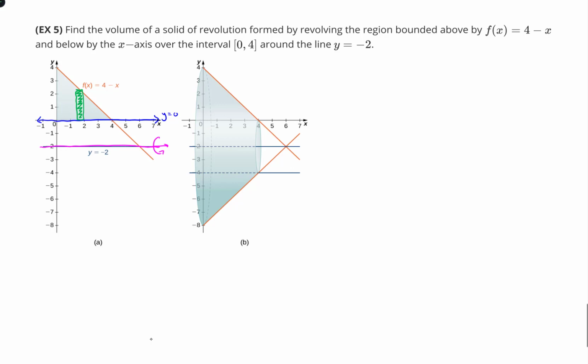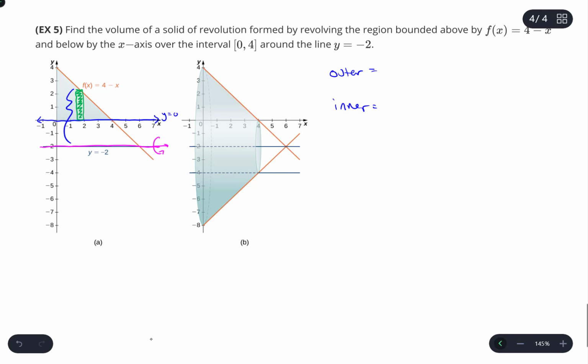So to get started, to find this volume, we effectively just need to decide on what our outer radius and our inner radius are. The outer radius is going to be the point on the rectangle that is always furthest away from the axis of rotation. So that's this distance right here. And then the inner radius is going to be the point on the rectangle that is always closest to the axis of rotation. All right, so in this case, the outer radius, it looks like it is 4 minus x.